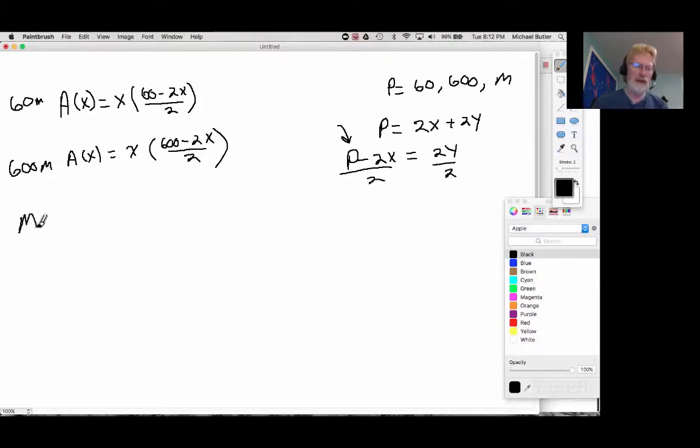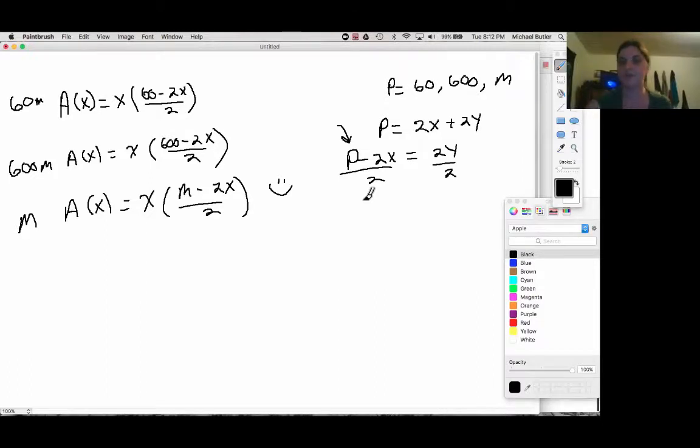Because my perimeter just goes in right there, whatever I have for P, right? Okay, so if I have m meters of fencing, then A of x is going to be equal to x times m minus 2x over 2, right? That makes a lot of sense to me now. Okay. I guess I just needed to.